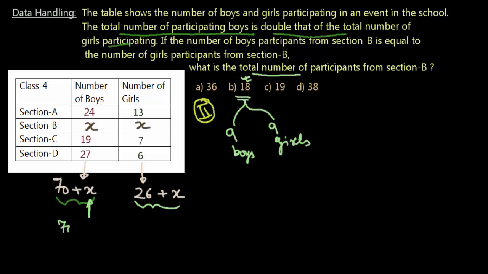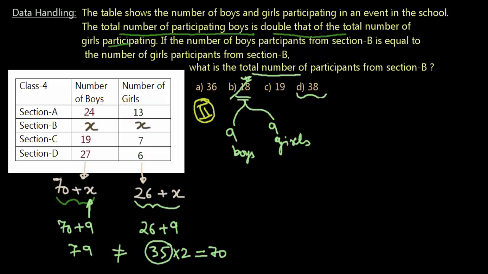So if you put 70 plus 9 and 26 plus 9, then you see this is 79 and this is 26 plus 9, which is 35, and 35 multiplied by 2, which is double of 35, is equal to 70, which is obviously not equal to 79. So we can eliminate this option. Now let us try another option.